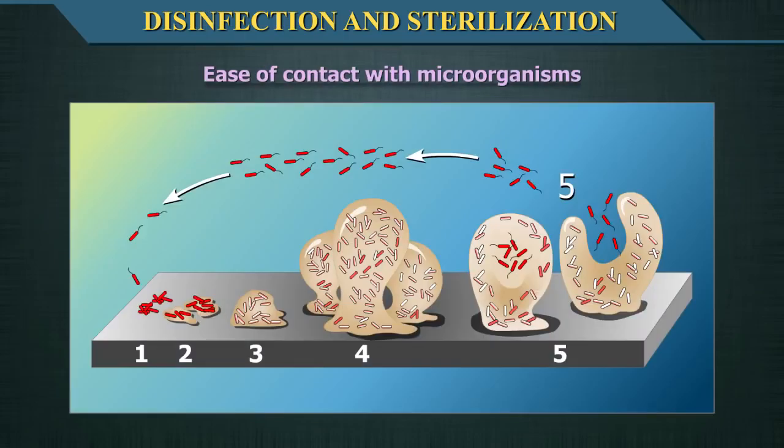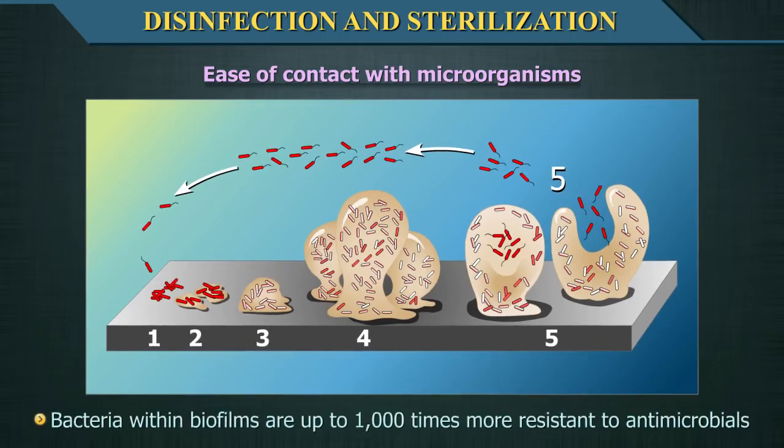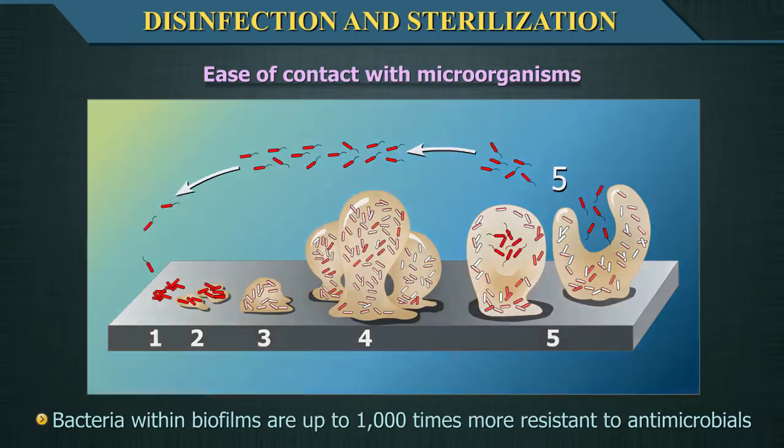Ease of contact with microorganisms. Microorganisms may be protected from disinfectants by production of thick masses of cells and extracellular materials, or biofilms. Biofilms are microbial communities that are tightly attached to surfaces and cannot be easily removed. Once these masses form, microbes within them can be resistant to disinfectants. Bacteria within biofilms are up to 1,000 times more resistant to antimicrobials than are the same bacteria in suspension.